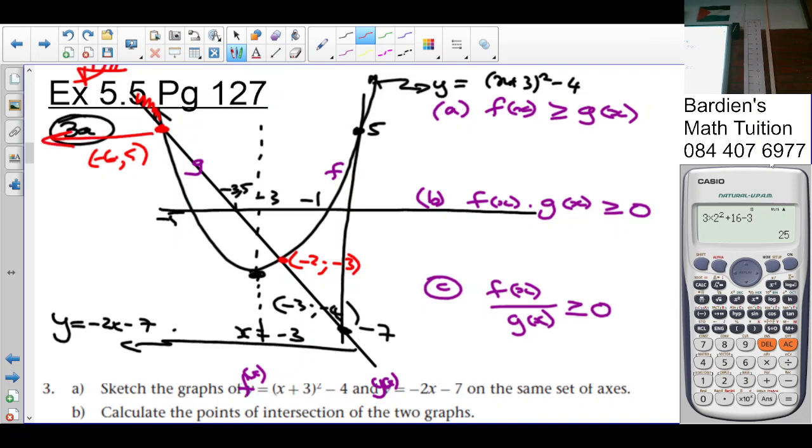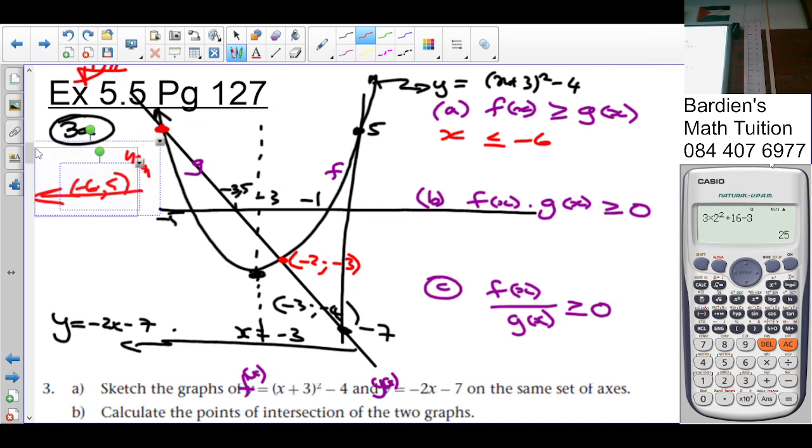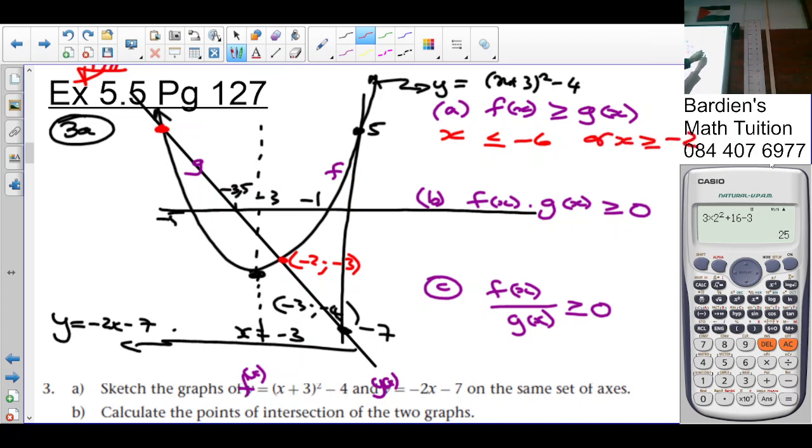So what do we say then? X is less than or equal to negative 6. Here, g of x is greater than the f of x graph, all the way down, and that's not what I want. Then again, the f graph is on top of the g of x graph. Can you see that? And where is that the case? For x greater than negative 2. You all understand that? So we say, or, x is greater than or equal to negative 2.